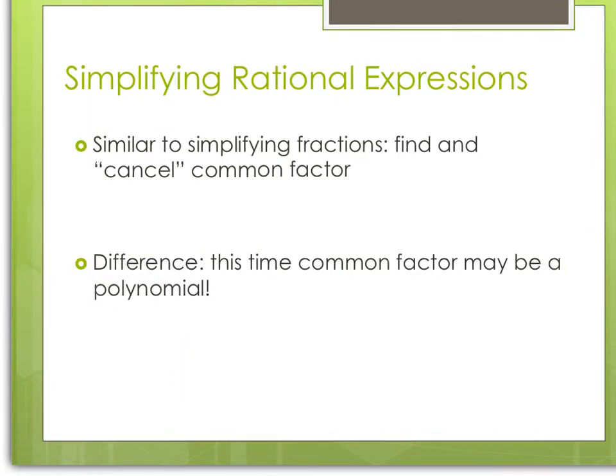Simplifying rational expressions is similar to simplifying fractions. We're going to find and cancel common factors. The difference, this time, common factors may be a polynomial. So we're going to have to first factor out a GCF, or factor a trinomial, and then cancel our common factors.